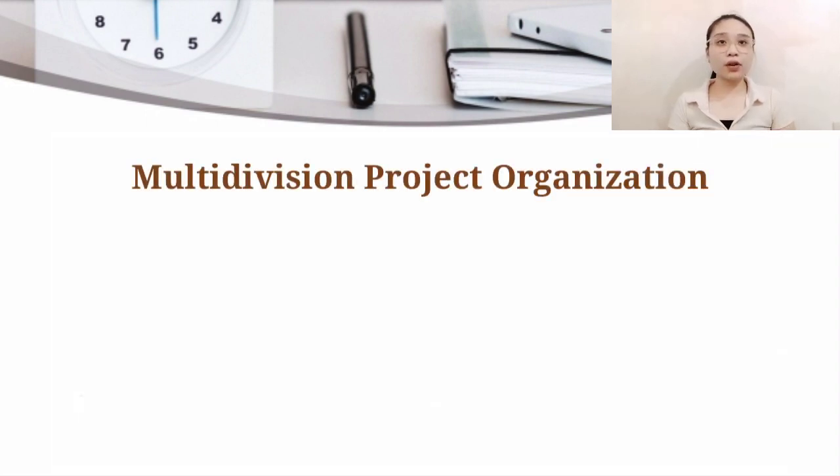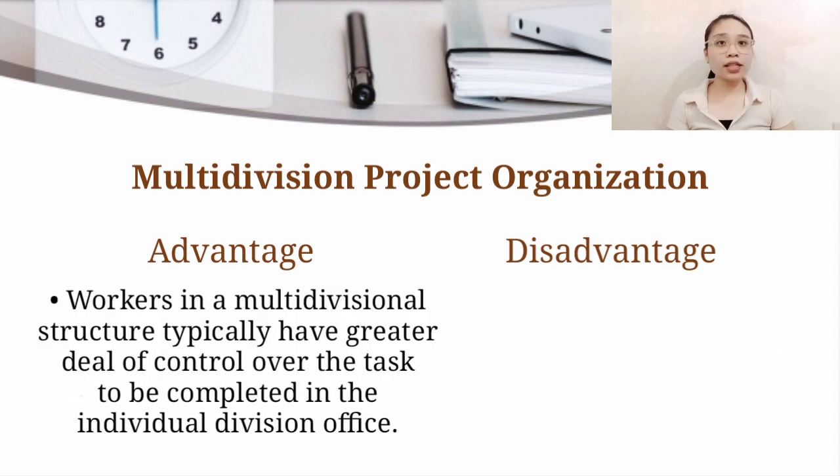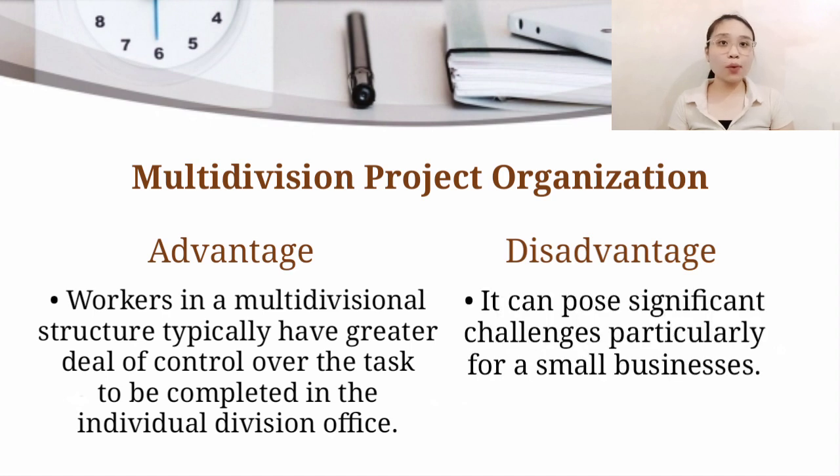Multi-division organizations also have advantages and disadvantages. One of its advantages is that workers in a multi-divisional structure typically have a greater degree of control over the tasks to be completed in the individual division office. This allows the business to be more flexible, while one of its disadvantages is that it can pose significant challenges, particularly for small businesses. The largest challenge for a small business is the cost factor. Setting up a number of different divisions can be costly due to the duplication of functions within the organization.